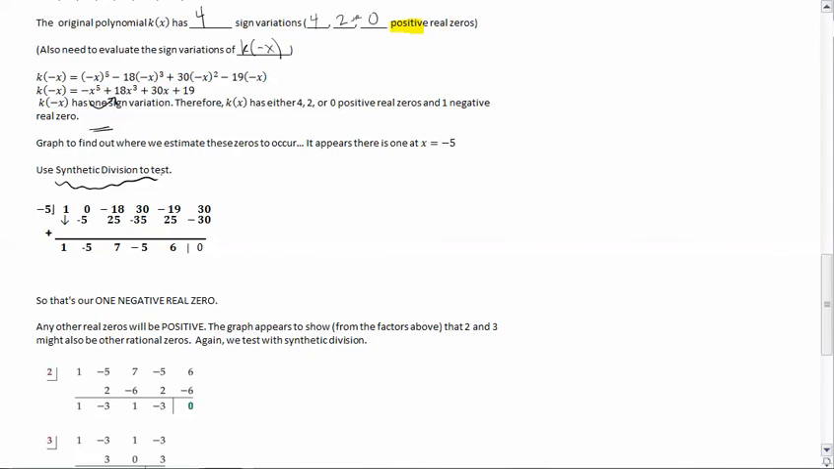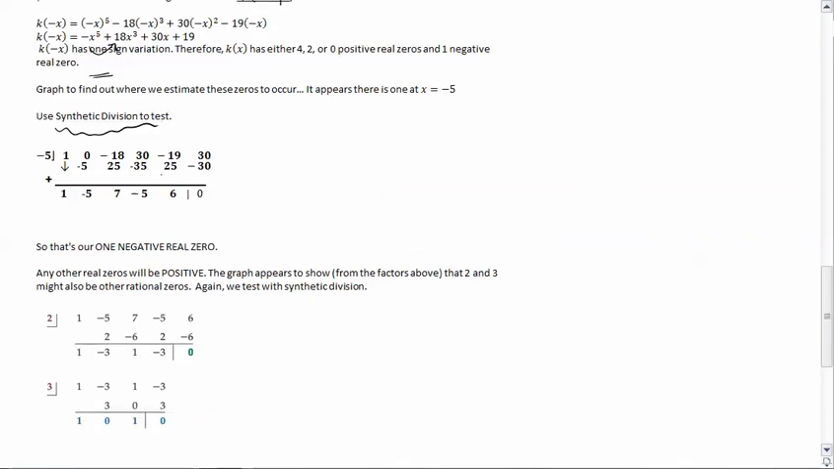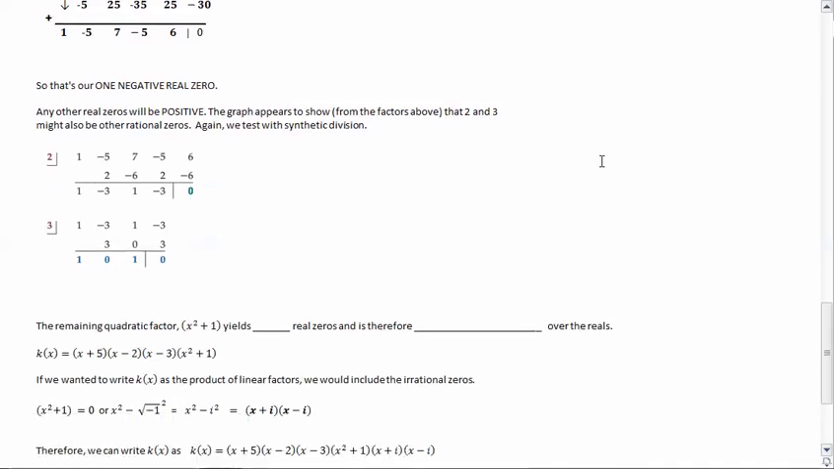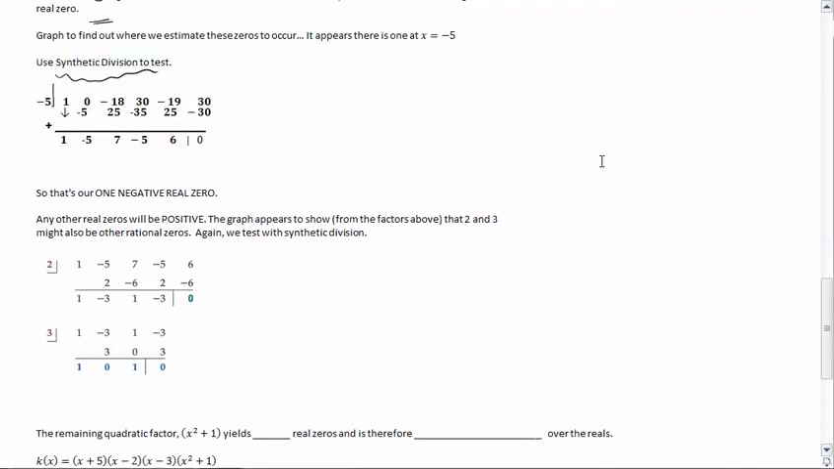We can go through all that synthetic division if you feel comfortable, but again, you're dropping down that 1, multiplying your 1 by negative 5, moving that negative 5 up, and adding it to your 0. Then you're multiplying negative 5 by whatever that result is. So negative 5 times negative 5 gives positive 25, then adding negative 18 and positive 25, you get positive 7, and so on. You end up with a 0. So we're testing negative 5. That's our one negative zero. We knew we were only going to have one. So any other real zeros are going to be positive.